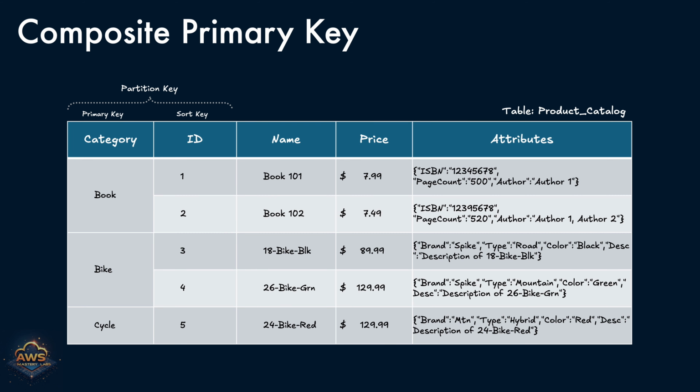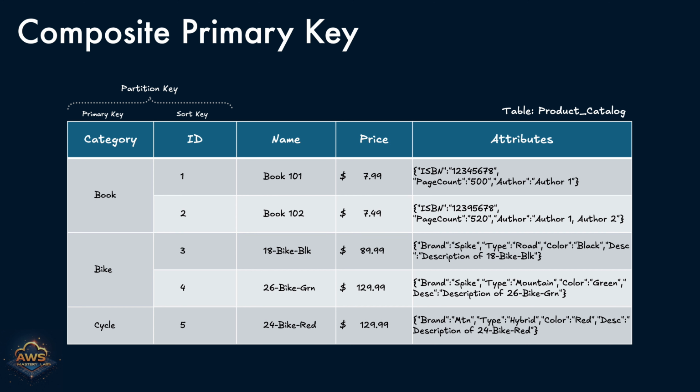In the second part of our example, we've made a strategic change to the table design. Instead of using ID as the sole primary key, we've now defined a composite primary key where category becomes the partition key and ID is the sort key. So why make this change?